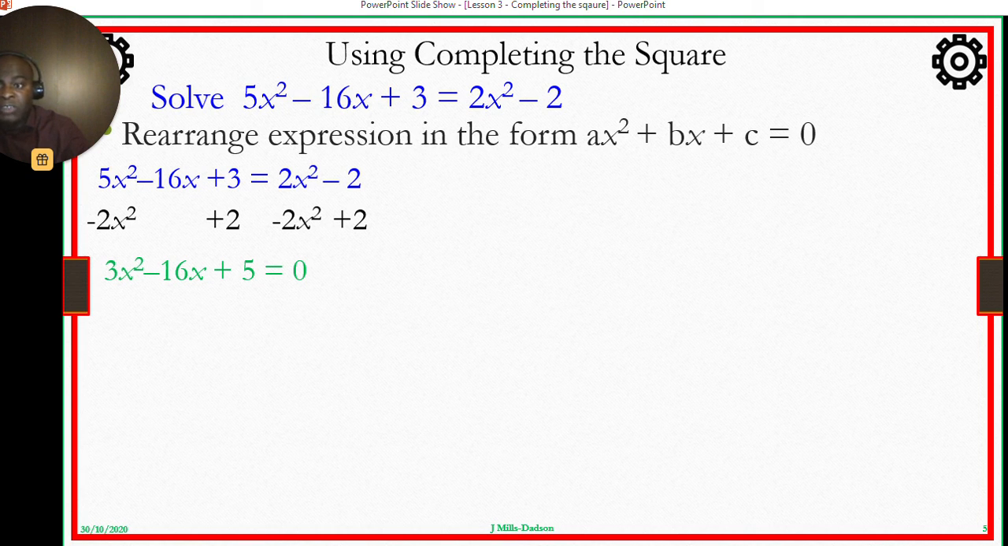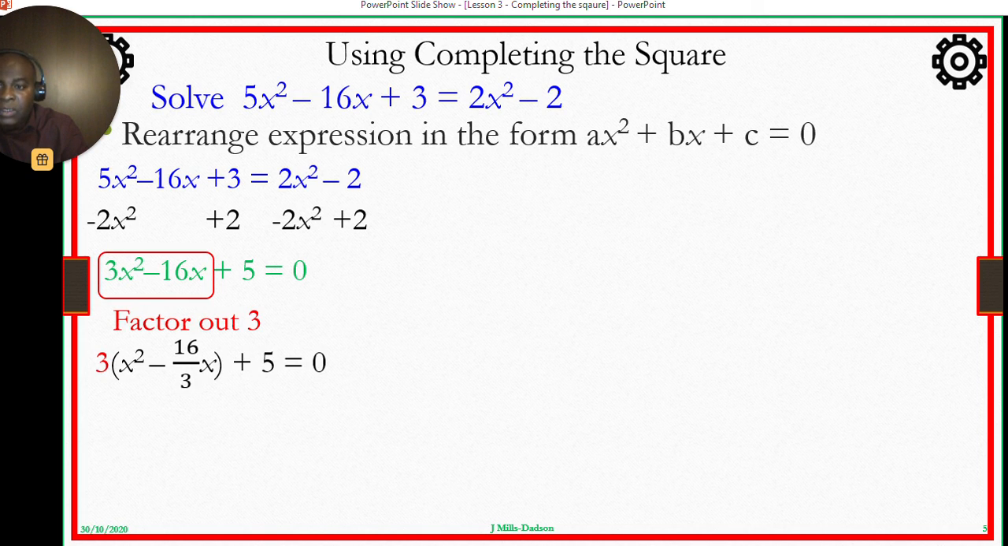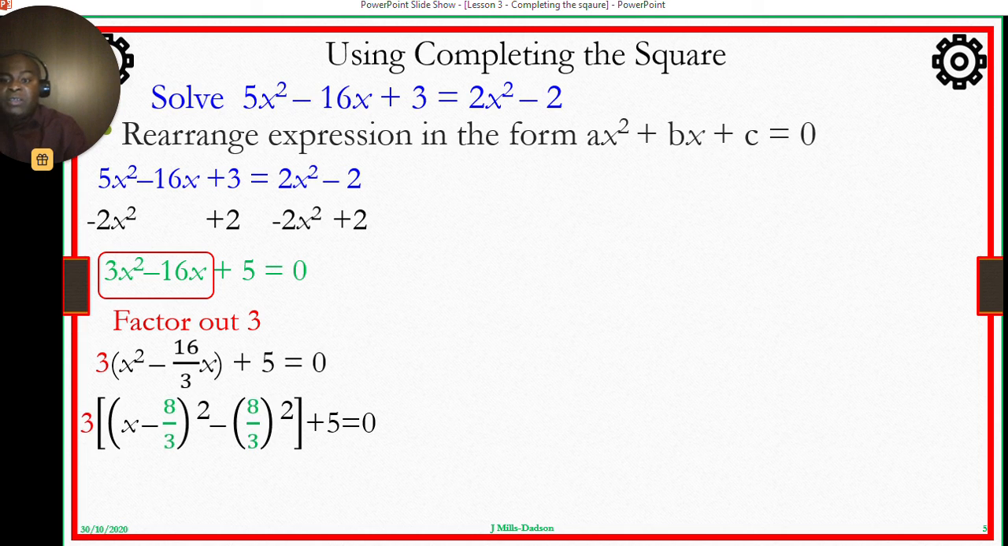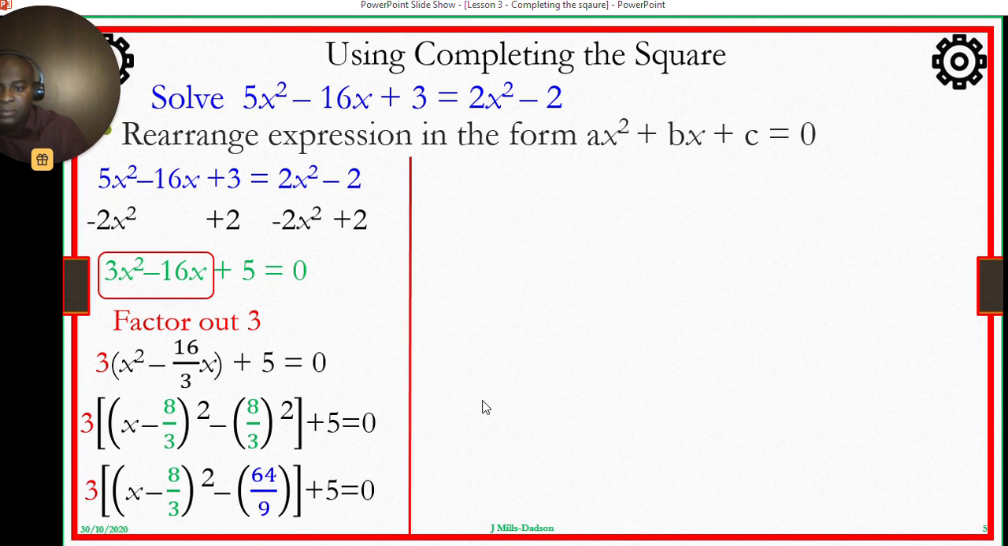Focus on the first 2 terms by factoring out 3. Now b is 16 over 3. 16 over 3 divided by 2 to complete the square. Simplified, 16 over 3 divided by 2 gives you 8 over 3. Now compute 8 over 3 squared. That's what we have. Next is expand the bracket. 3 multiply the 2 different terms in the bracket.